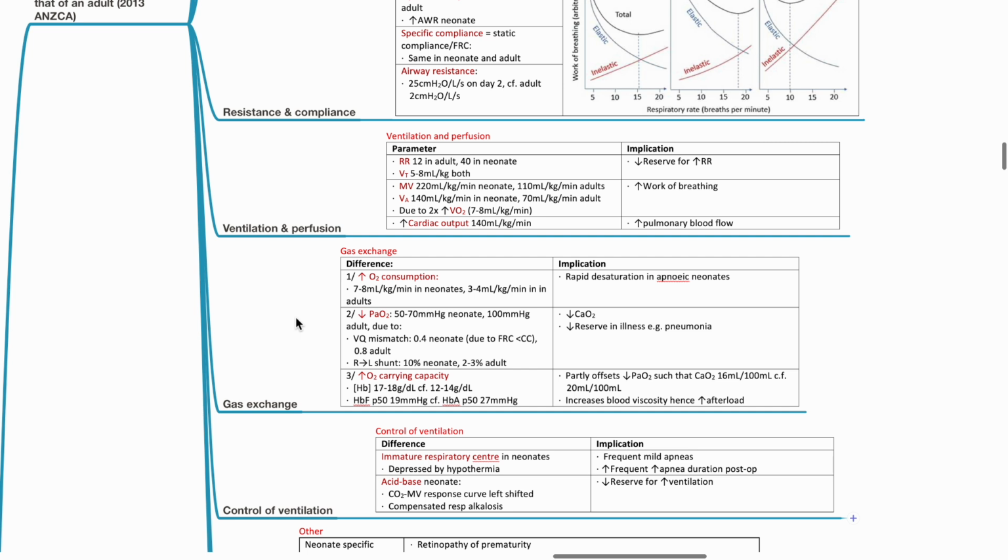Ventilation and perfusion. Respiratory rate is 12 in adults and 40 in neonates normally. Tidal volume is 5 to 8 ml per kg for both. Implication, there is reduced reserve for increased respiratory rate.